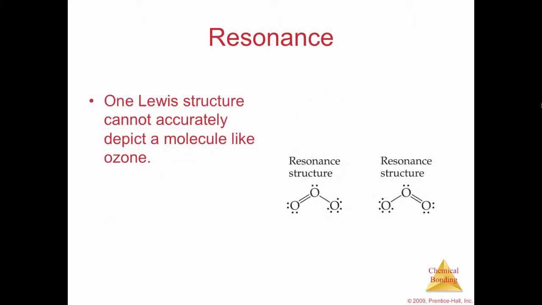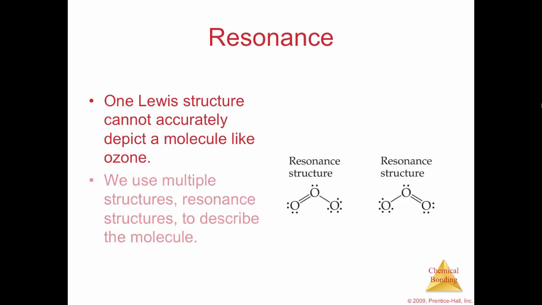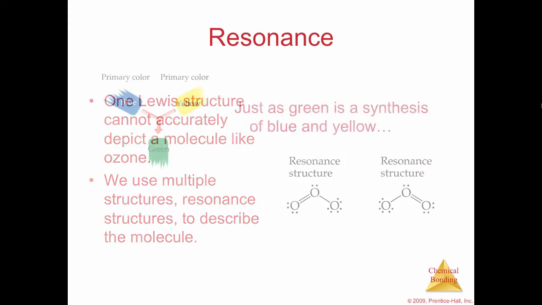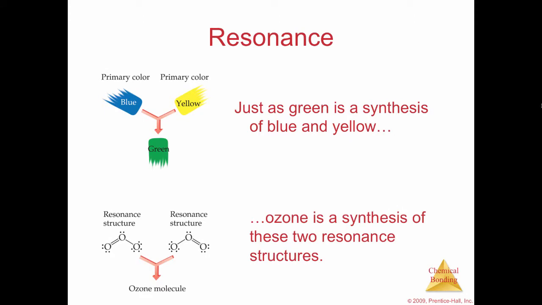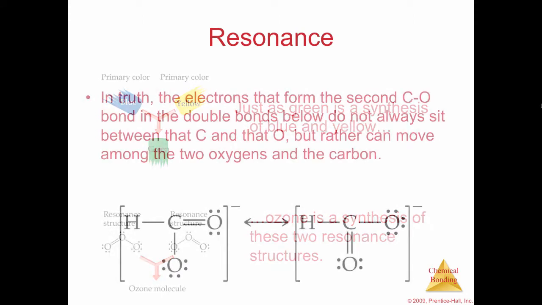One Lewis structure cannot accurately depict a molecule like ozone. We use multiple structures, resonance structures, to describe the molecule. Just as green is a synthesis of blue and yellow, ozone is a synthesis of these two resonance structures.